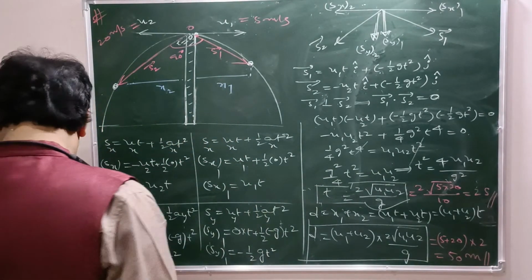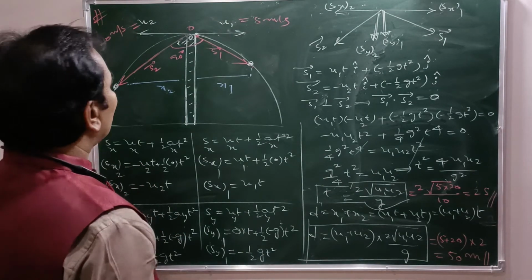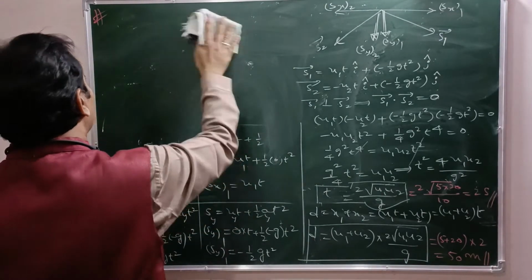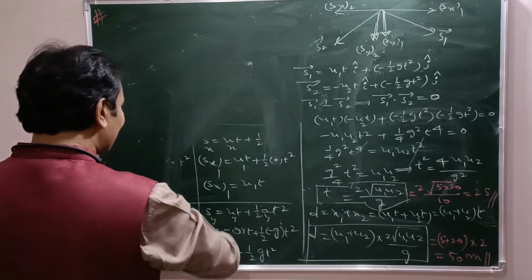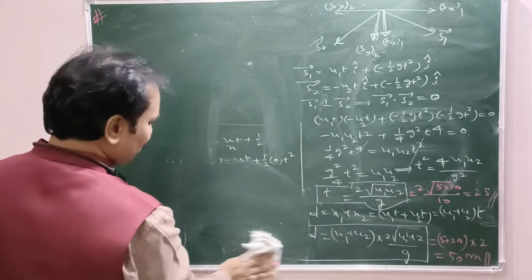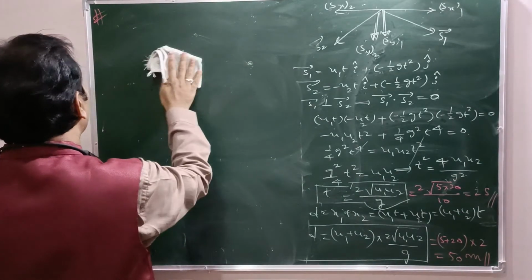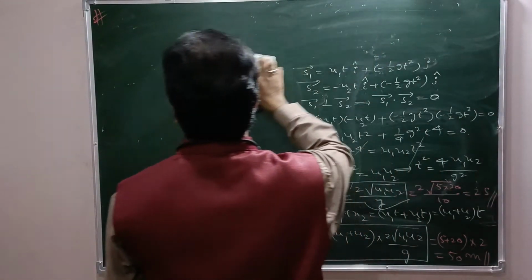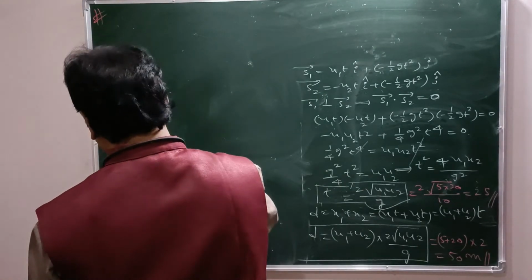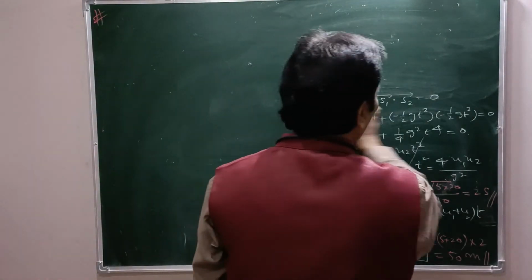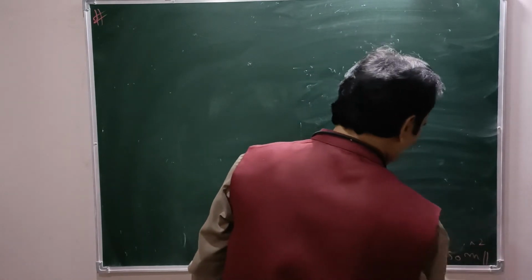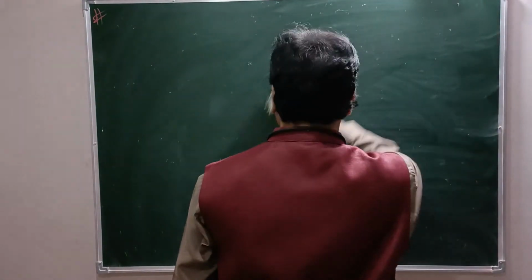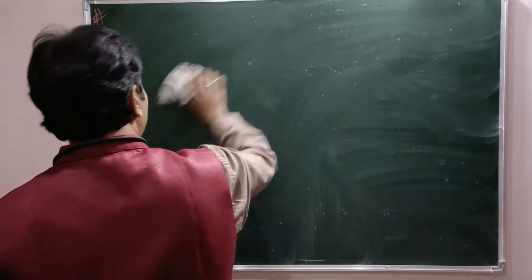Now, a small numerical. Suppose three bodies are projected in three ways from the top of a vertical tower, but with the same speed. Now compare the speeds with which they hit the ground. A small numerical, a critical, concept-oriented question.